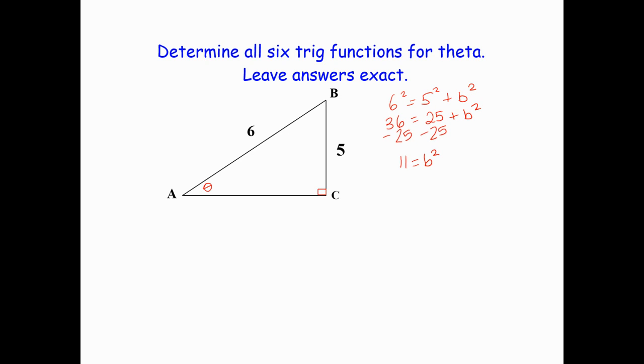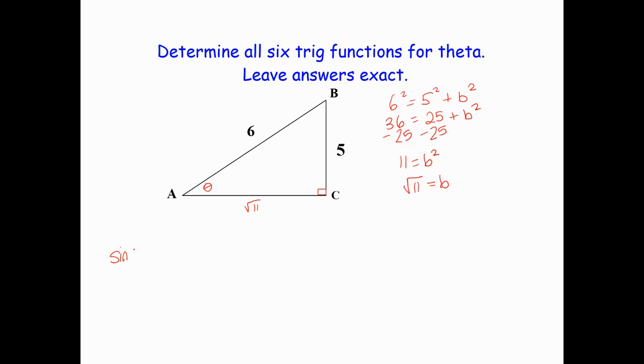So my side AC is going to be the square root of 11, and we're going to leave it exactly as that. We're not going to round because they're telling us to leave it exact, so I'm going to leave it as square root of 11. Now I can use that information to find all 6 trig functions. So let's first start off with the sine.